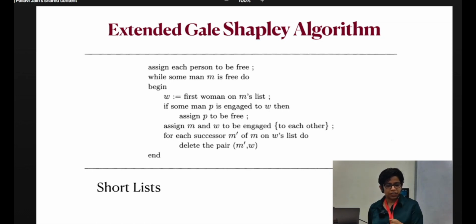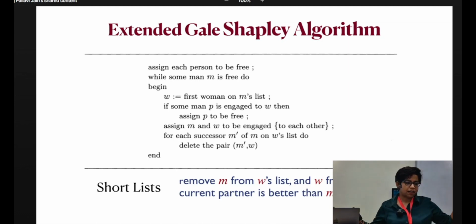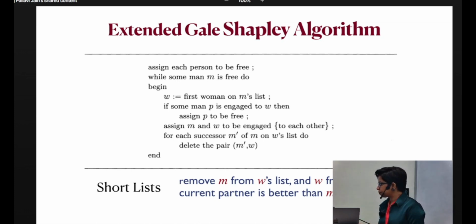Encoded within the algorithm is this property that we are only keeping partners who could be matched as part of a stable matching. That's what we call a short list. The original preference list is pruned step by step. The men are dropping people from the top of the preference list, pruning the prefix, and the women are pruning the suffix. That's how the operation goes on.